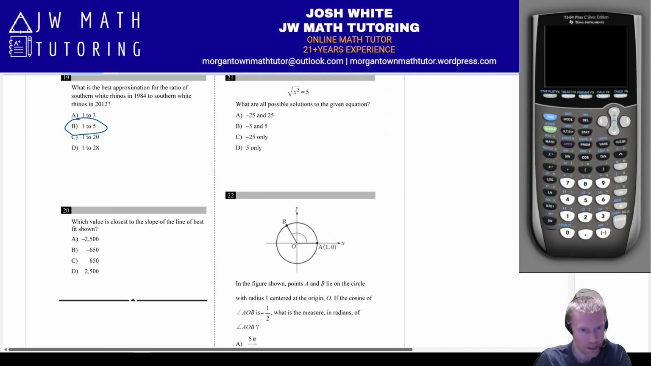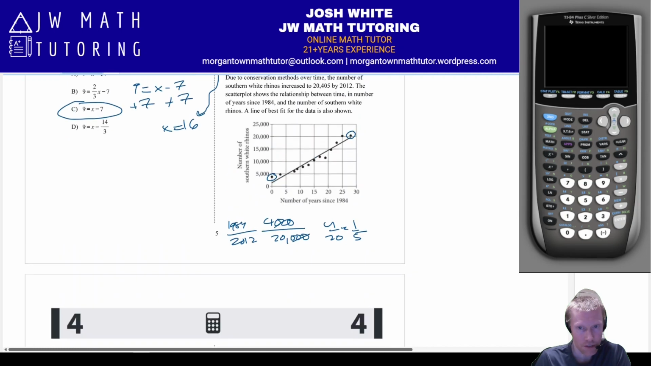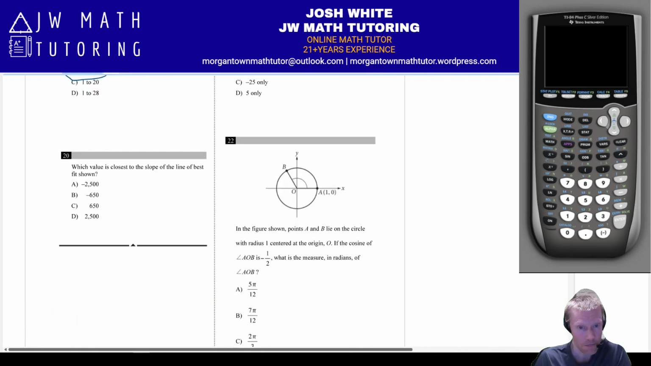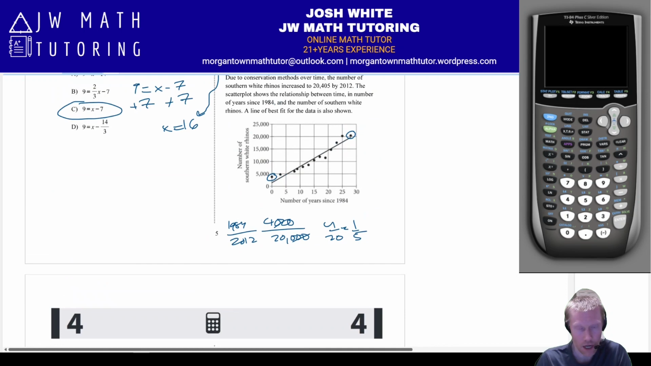Now in 20, it's asking about the slope of this line of best fit. If I jump back just for the problem, first of all, notice it's positive because it's going uphill. So right off the bat, we can get rid of this, we could get rid of this, and now it's a question between C or D. Now there's technically two ways you could do this. One way I would do is I would just pick some easy values to work with.